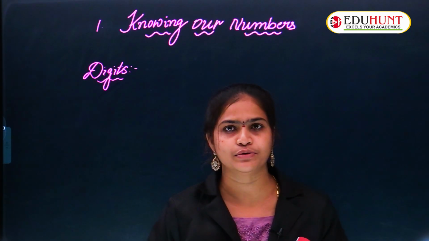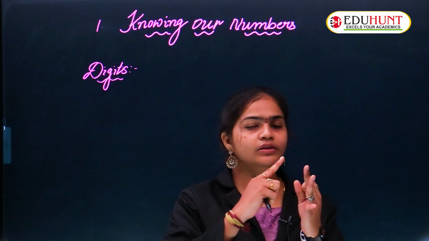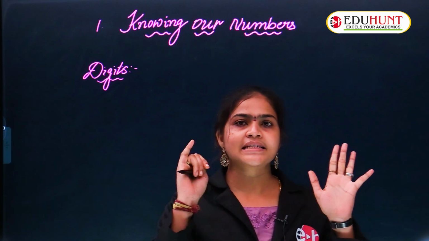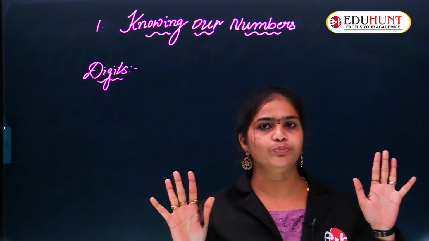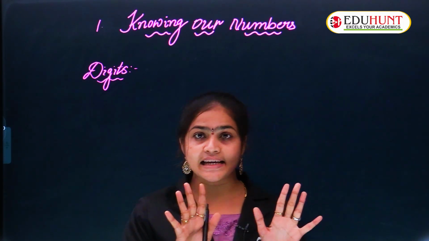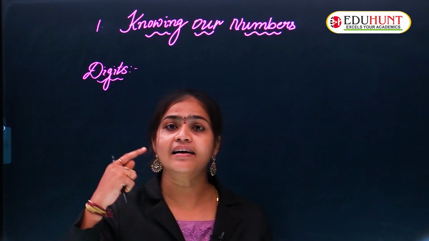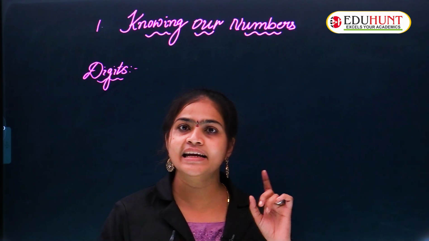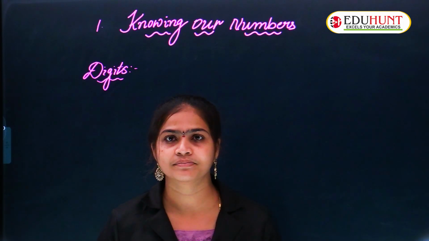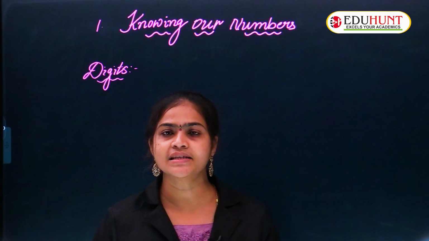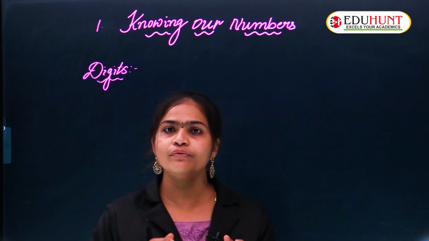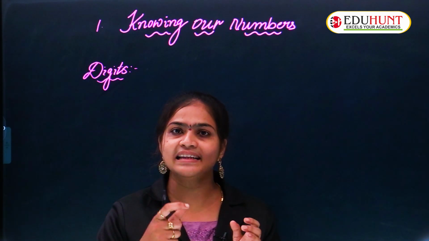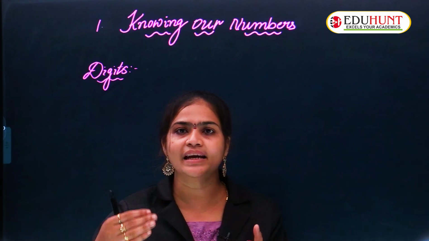Digits mean what? See here children, in general we use 1, 2, 3, 4 like that numbers, right? 1, 2, 3, 4, 5, 6, 7, 8, 9, along with that 0. Except these 10 symbols, is there any other digit in mathematics to form a number? There is no other digit, we have only 0 to 9, 10 digits. By using these 10 digits only we can form a number.